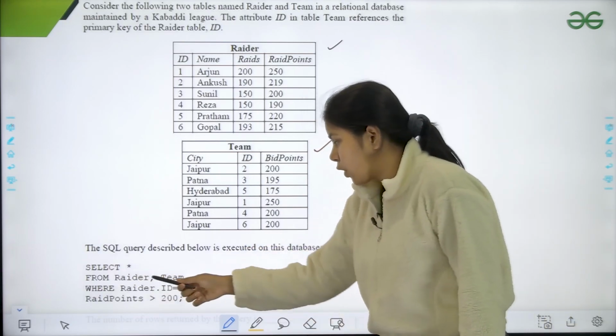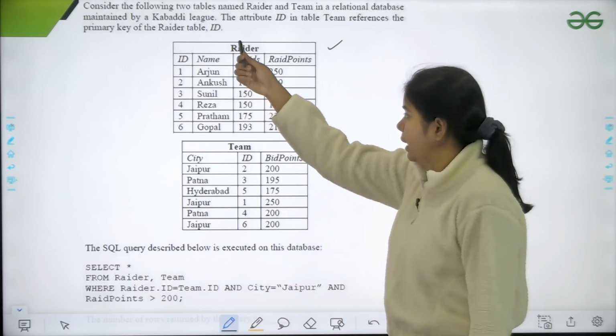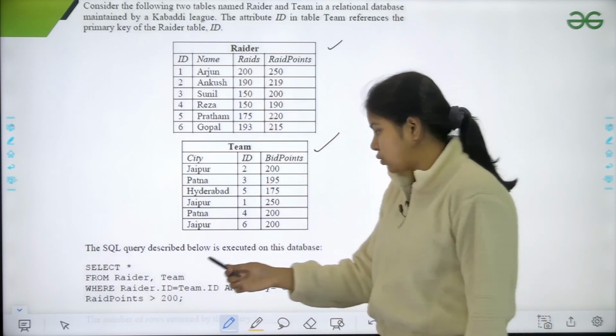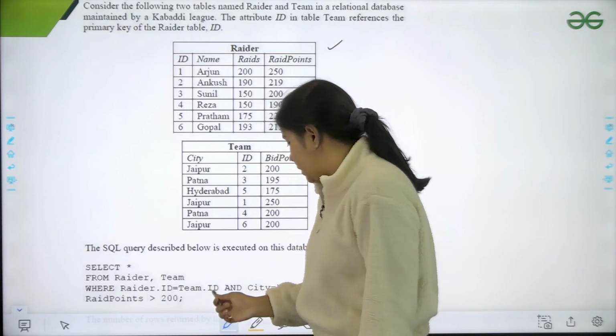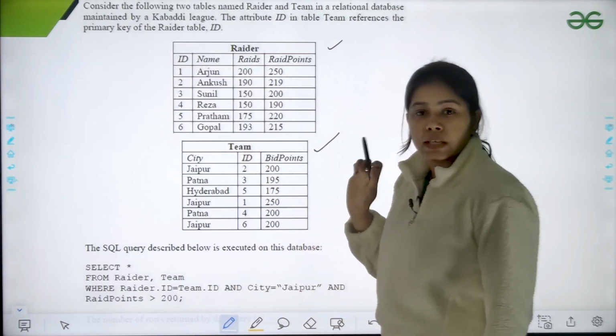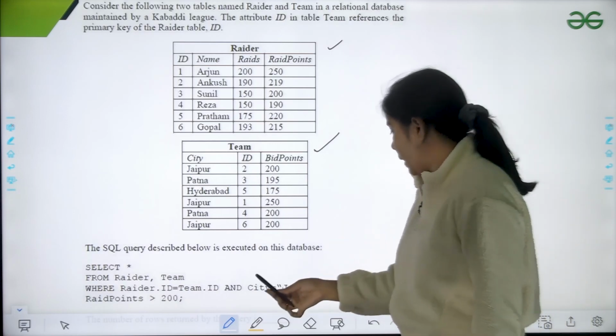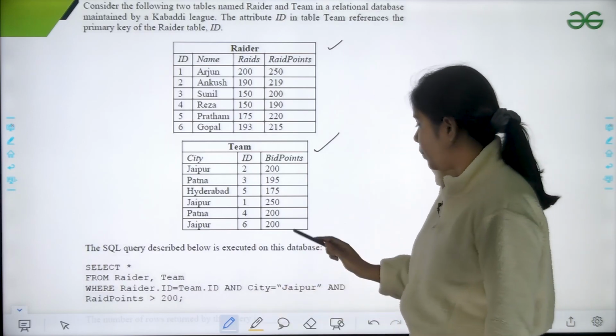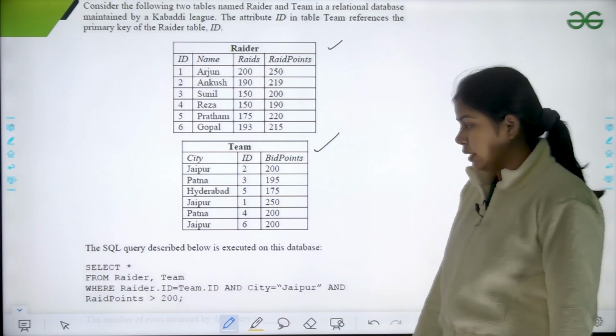Select star from radar comma t. So we have to select from radar comma t, right, from these two tables, where radar.id is equal to team.id. So we have to match that, where radar.id is equal to team.id, and city is equal to Jaipur, and rate points is greater than 200.